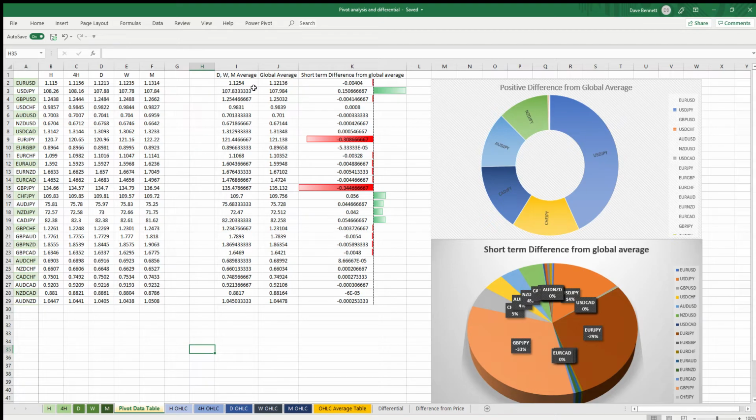But pending that stays below that 112.54, that's going to be key. So that's going to be bearish below that for the rest of this month.